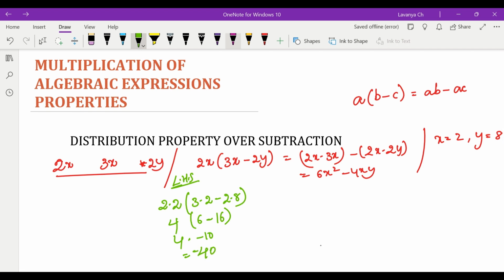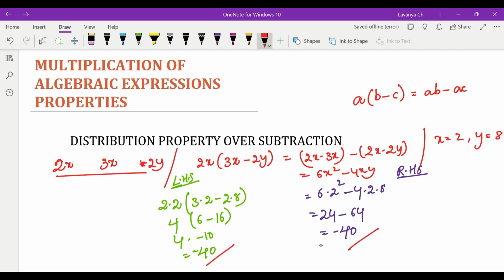Now if we do it from the right hand side, substitution of the values gives 6 into 2 square minus 4 into 2 into, in place of y, 8. 2 square is 4, 6 into 4 is 24, minus 4 into 2 is 8, 8 into 8 is 64. 24 minus 64 is minus 40. If we compare these results, left hand it is minus 40, right hand also it is minus 40, which means that the distributive property over subtraction is also applicable for algebraic expressions.